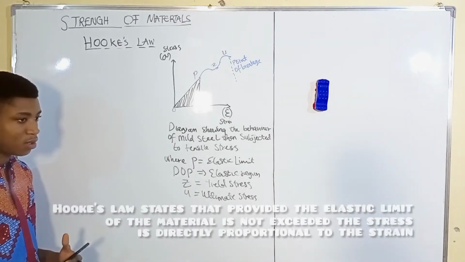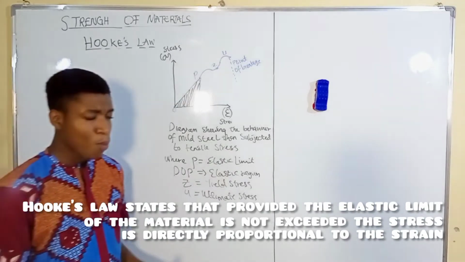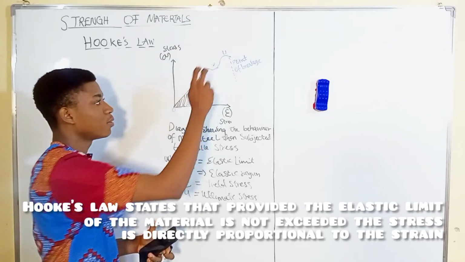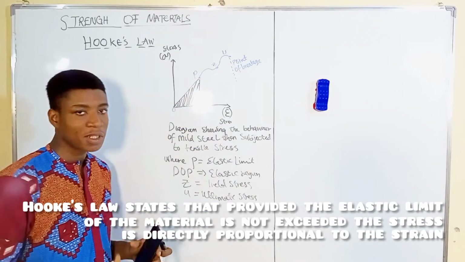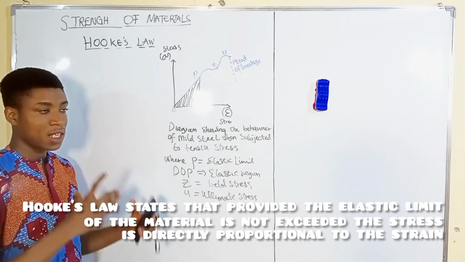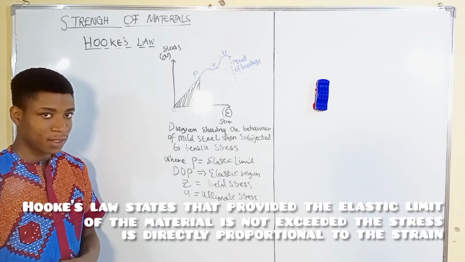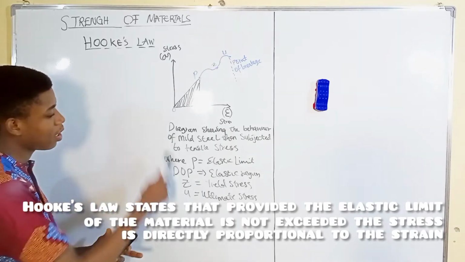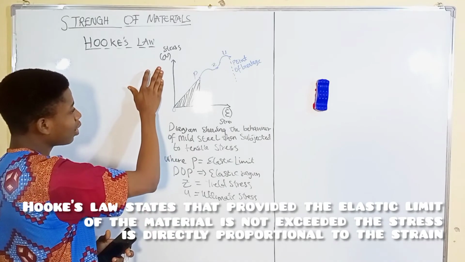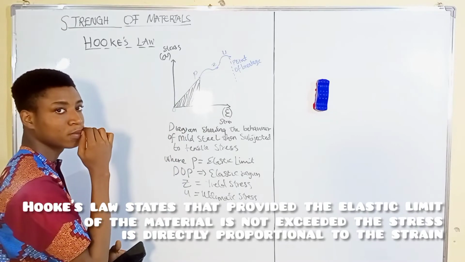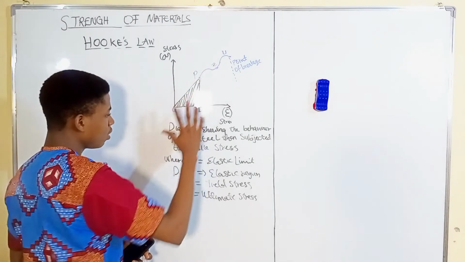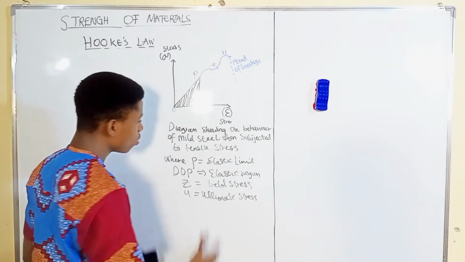Now, what does Hooke's law state? Hooke's law states that provided the elastic limit of the material is not exceeded, the stress in that material is directly proportional to what? The strain. Now, in this chart we have here, we are seeing stress plotted against strain. So we have stress versus strain. And in this material, we coin the relationship and the features of this Hookean material.